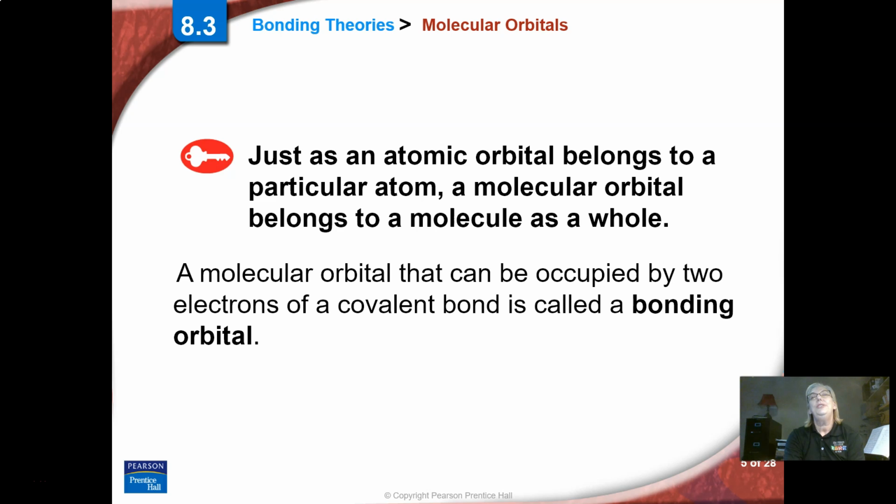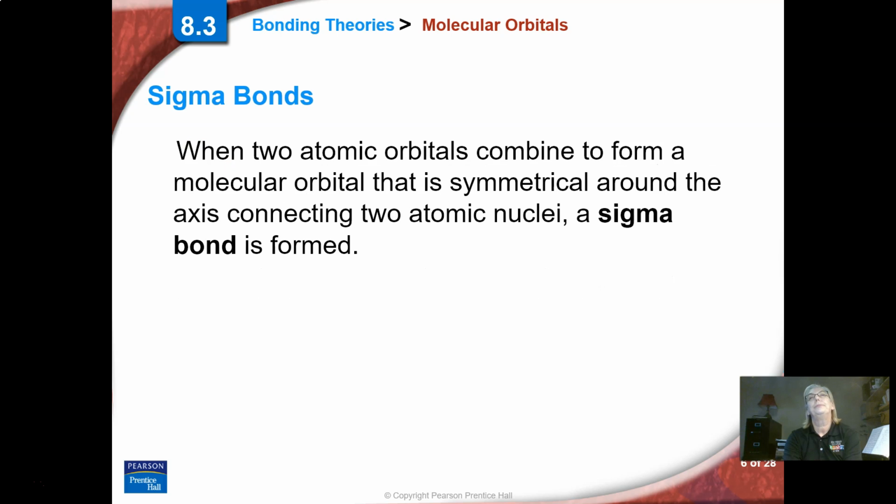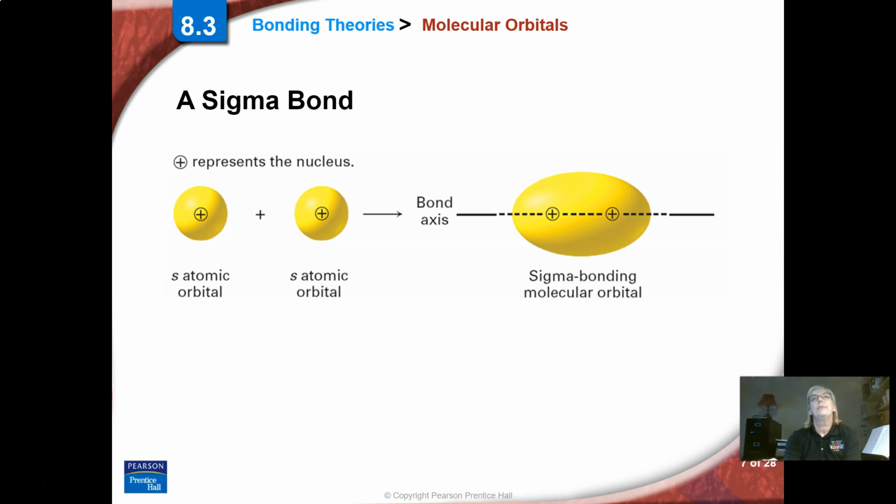And so when two electrons bond together, they make a bonding orbital. Simple ones are sigma, when you have two orbitals bonding together. So let's look at a sigma bond. When you have two S's that go together from two different atoms, here's one atom, here's another atom, they're going to bond together. They're going to overlap this part right here and that part right there and form a sigma.